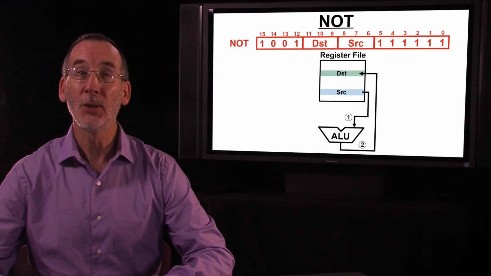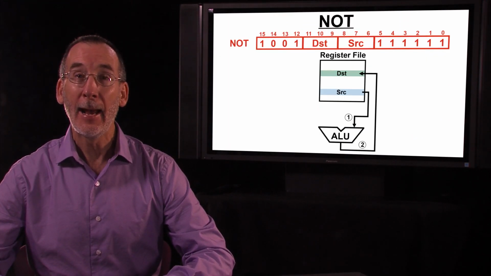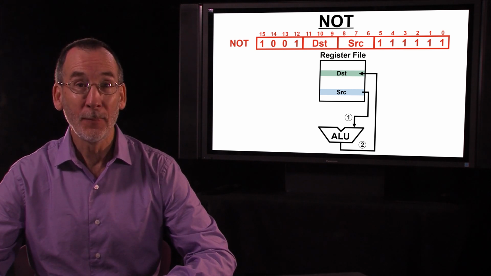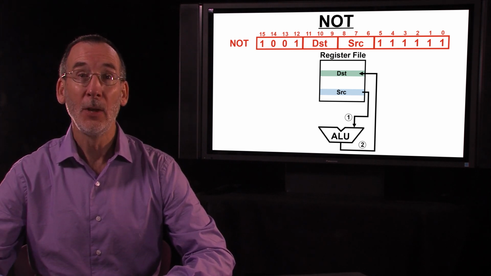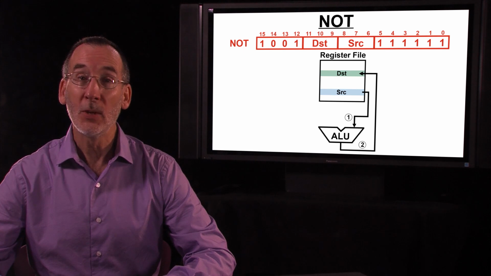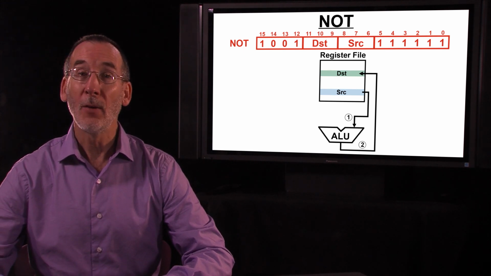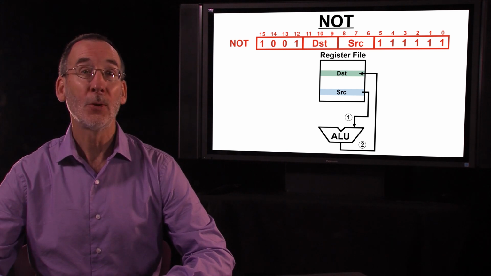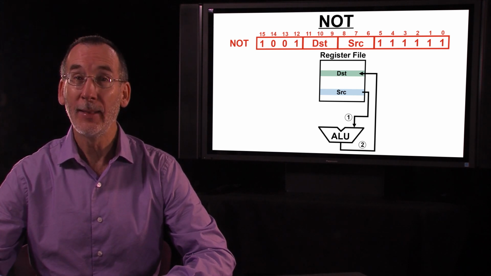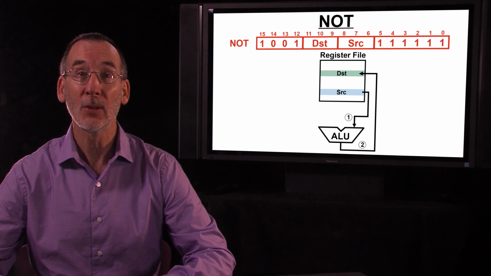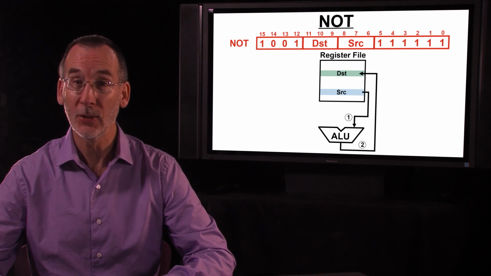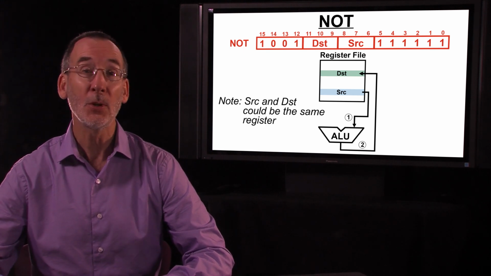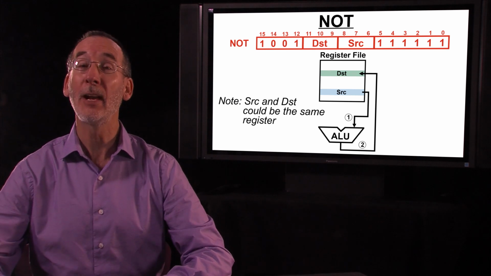Here is a not instruction. It has opcode 1001, and there's only one source register, and that's bits 8 through 6. We read that out of the register file. We send that to the ALU. We tell the ALU to do a not, which means that every bit gets inverted, and the result gets written to the register that's denoted by bits 11 through 9. That's the destination register.